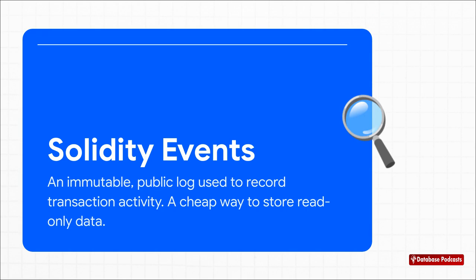The answer is Solidity events. You can think of an event as a way for your smart contract to send out a broadcast. It's like a public announcement that gets written into the blockchain's logs. The contract can basically yell, "Hey everyone, this important thing just happened." And that log entry is permanent, public, and way cheaper than writing to the main contract storage. This makes events the perfect tool for building that verifiable history.